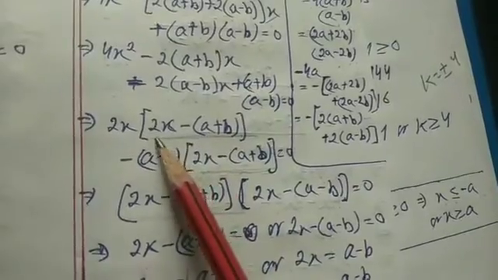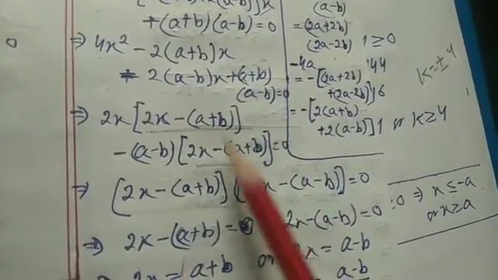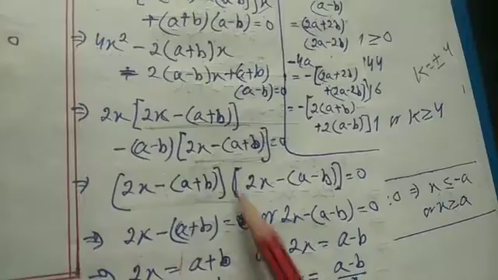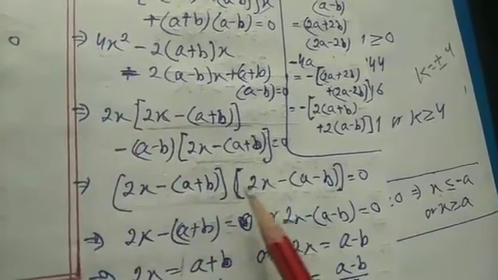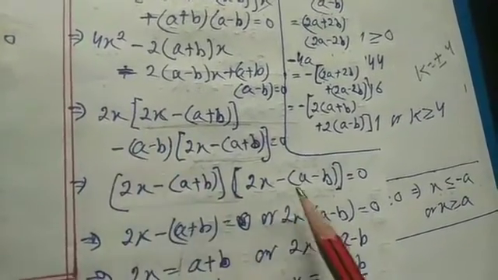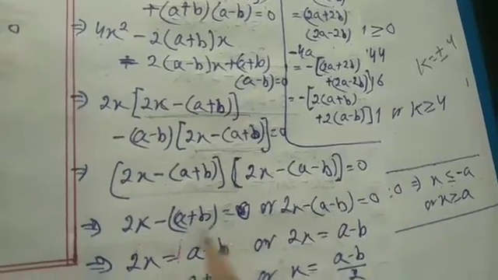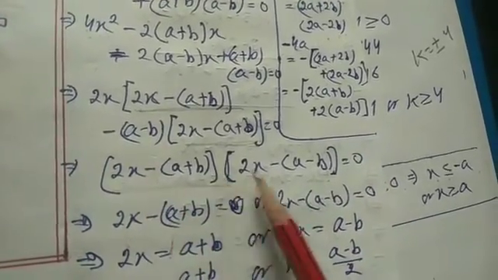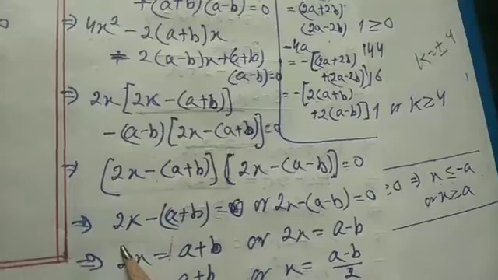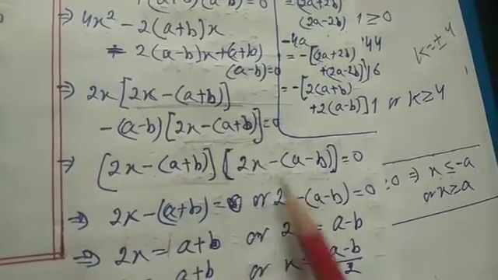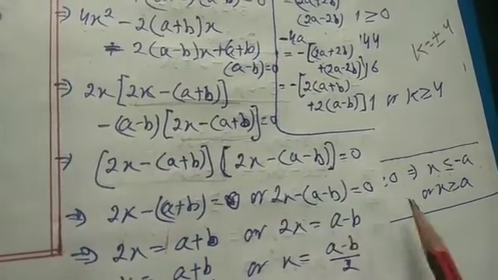So we can see here in both the brackets we have the same term, so this is again common, and we have taken this as common. The remaining terms are 2x and minus of (a minus b), equals to 0. So either this equals 0 or this equals 0, that is, 2x minus of (a plus b) is equal to 0 or 2x minus of (a minus b) is equal to 0.